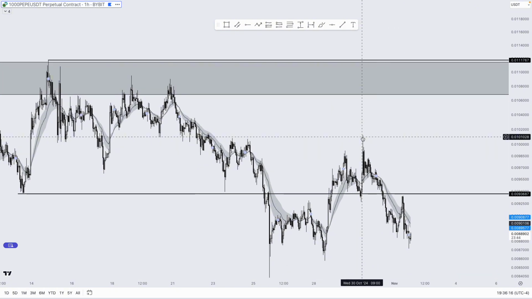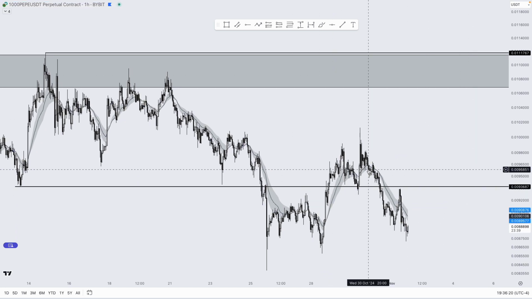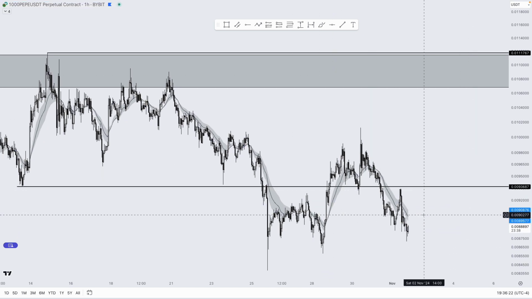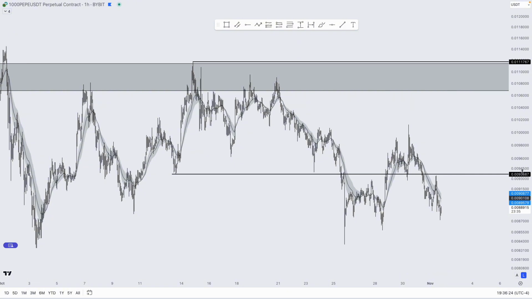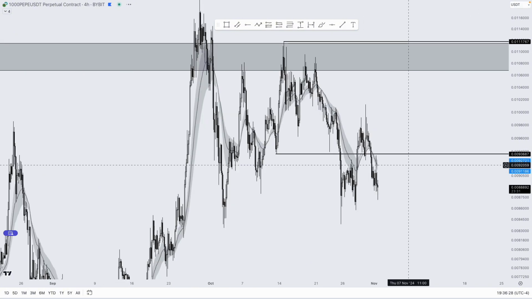We did get a nice push up, but it was immediately faded and broke down. So I closed that position for a loss, is what it is. But this did have my interest, but it's kind of, to be honest, just bleeding out right now. Not too much interest in it.